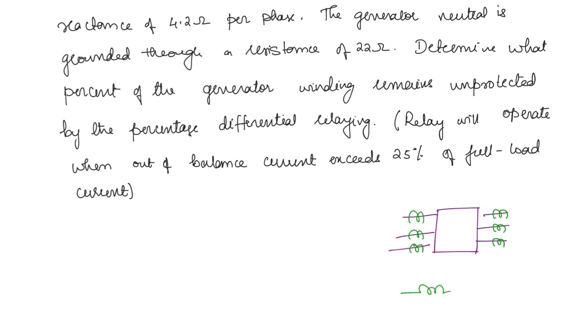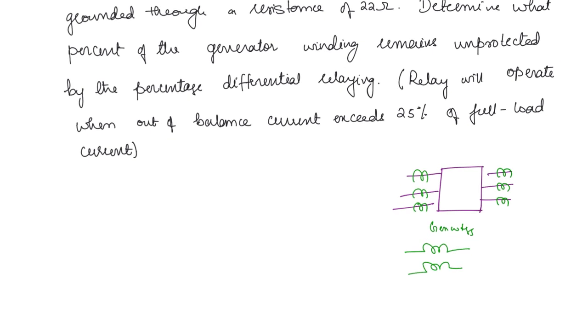Now what happens in the case of generator? The generator windings, if you take like this, these are the generator windings, and at one point they are grounded if you are taking a star connected winding. So now where do we connect the CTs? The CTs we will connect here, right? So there will be some part of the wire beyond that is external to the CTs, right? The other set of CTs will be here, right? So this is where this percentage of generator winding remains unprotected comes into picture. This part of the winding is unprotected.